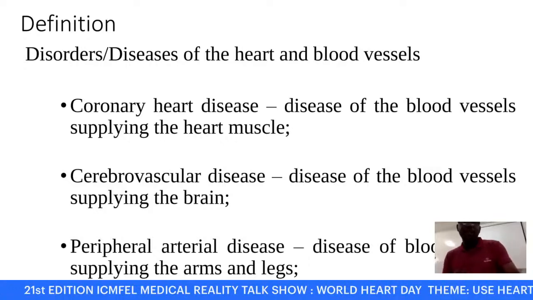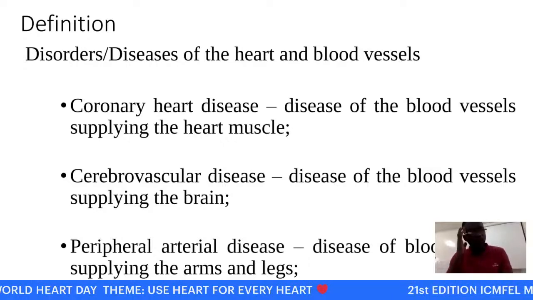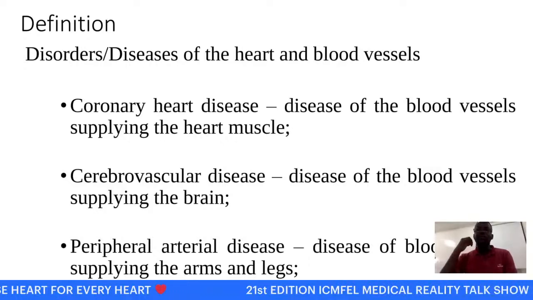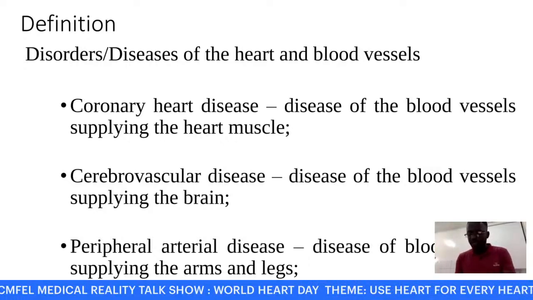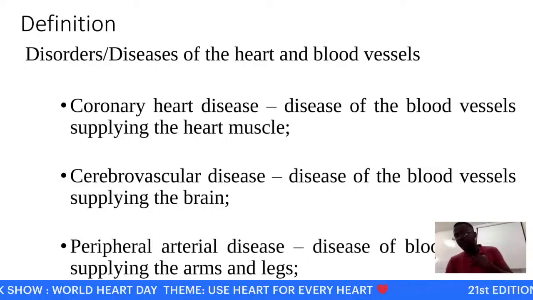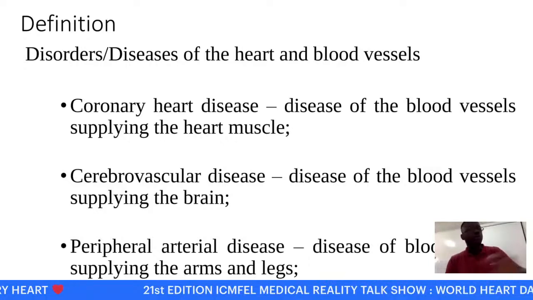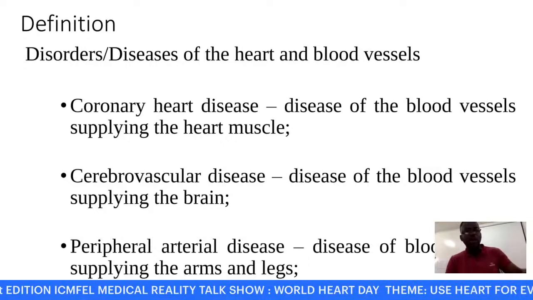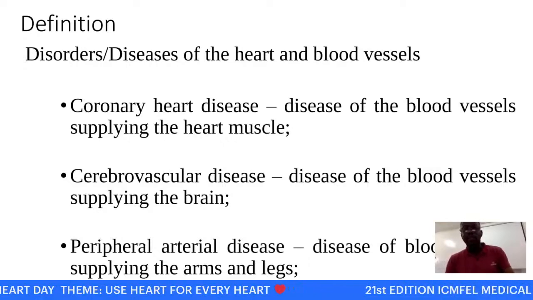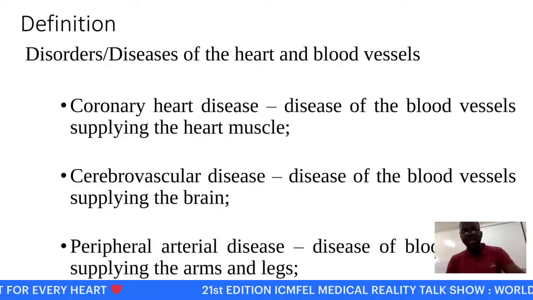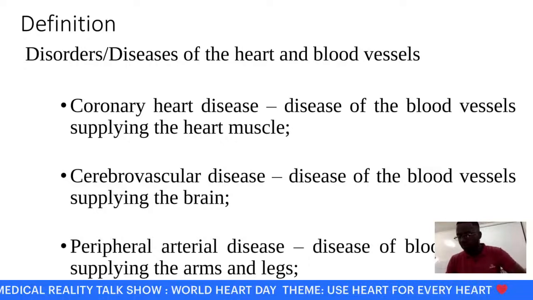The next would be cerebrovascular disease, which affects the blood vessels that supply the brain. If there is a problem, we have cerebrovascular disease. Then there is peripheral arterial disease, meaning the vessels in our limbs. When those vessels supplying the limbs, the lower limb, get diseased, we call it peripheral arterial disease.